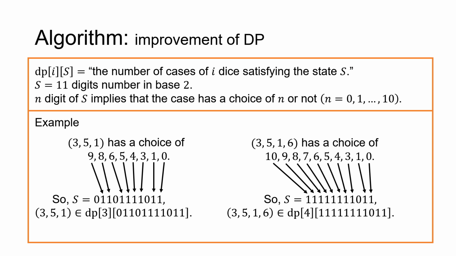351 has a choice of 9, 8, 6, 5, 4, 3, 1, and 0, respectively. We transfer all the information into a binary number. Then we have 0110, 1111, 011. So 351 is in DP3 and this number. Please check the case of 3516 by yourself if you want.